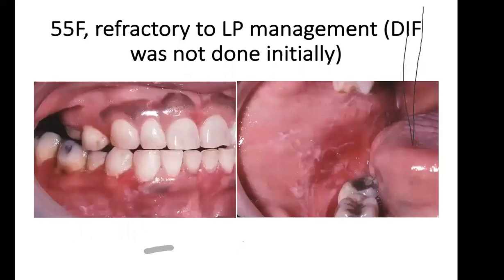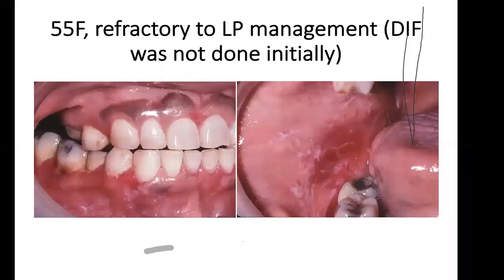So here's this interesting case. It was managed by a periodontist, and since the patient still suffered from symptoms, the patient was then sent to the dental school, where I had a chance to meet this patient, and a second biopsy was taken. And at the dental hospital, we have more facilities, so an immunofluorescence study was also done. So, 55 female, she was refractory to management of what was suspected to be lichen planus.